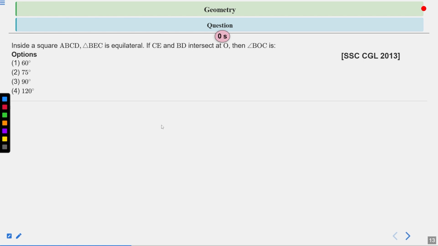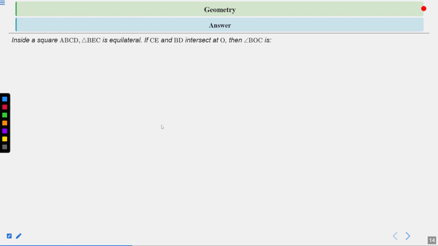Now time's up. Let's see the solution of this question. The question says that there is a square ABCD, and in this square there is a triangle BEC which is equilateral. We need to calculate, if CE and BD intersect at O, what will be the angle BOC? The correct answer of this question is the second one, which is 75 degree.